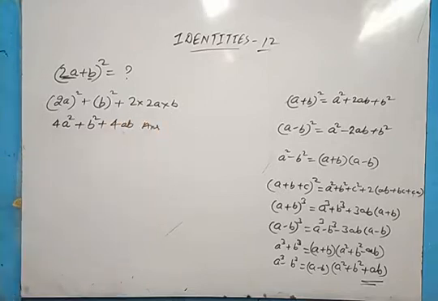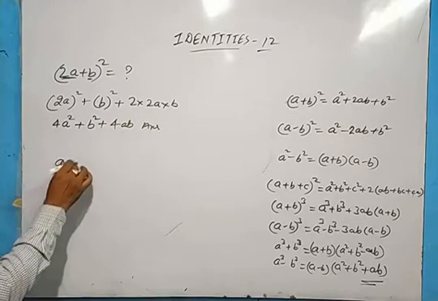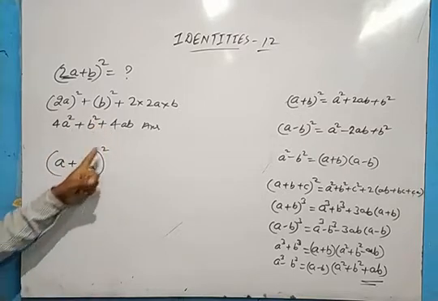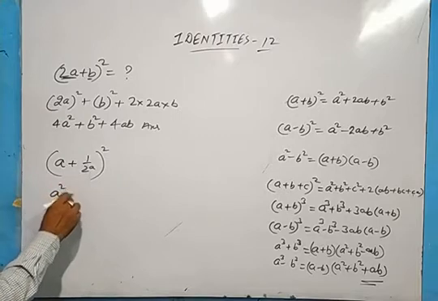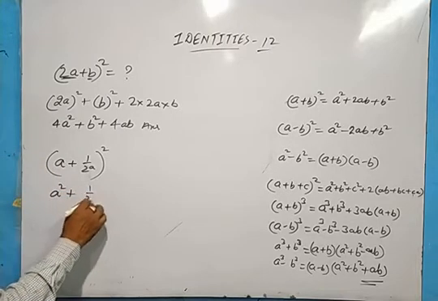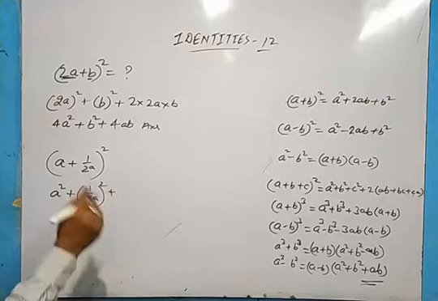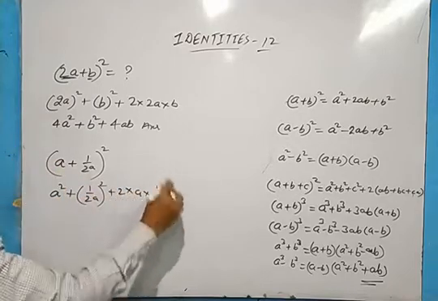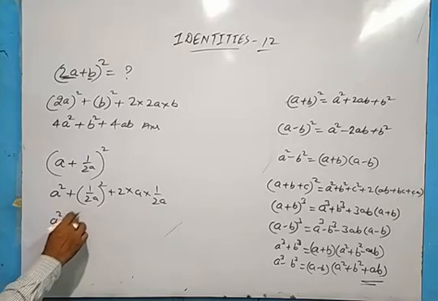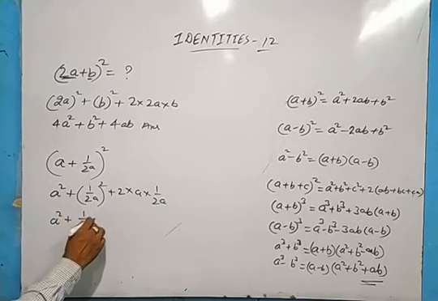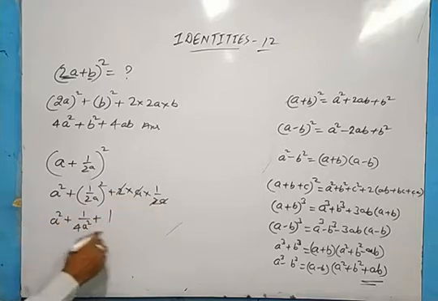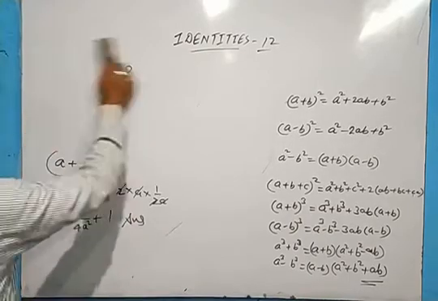Okay. One more question: (a + 1/2a) whole squared. Once again, (a + b) whole squared. Formula is a squared plus b squared, (1/2a) whole squared, plus 2 into a into b, 2 into a into 1/2a. So a squared plus 1/4a squared, plus 2 into a, 1. So this is the answer. Simply we have to put the formula.